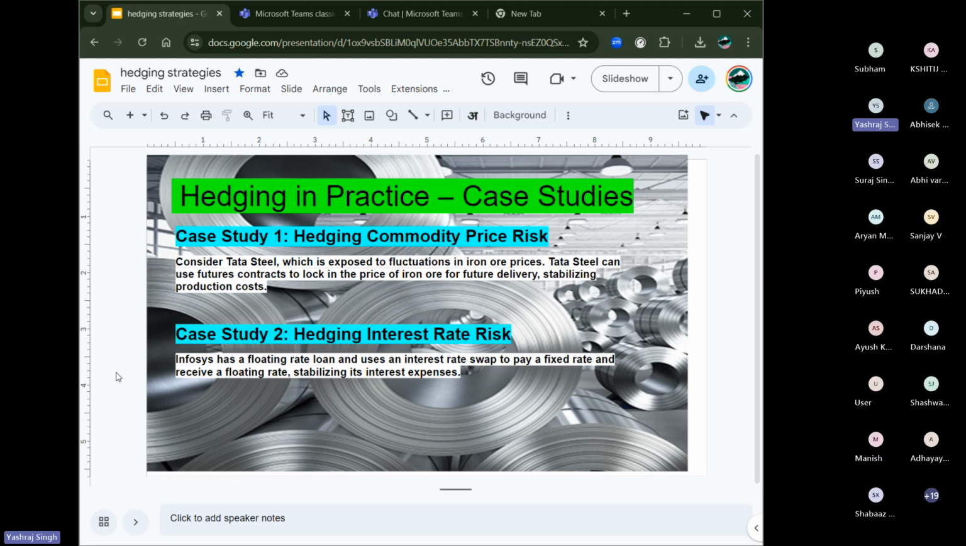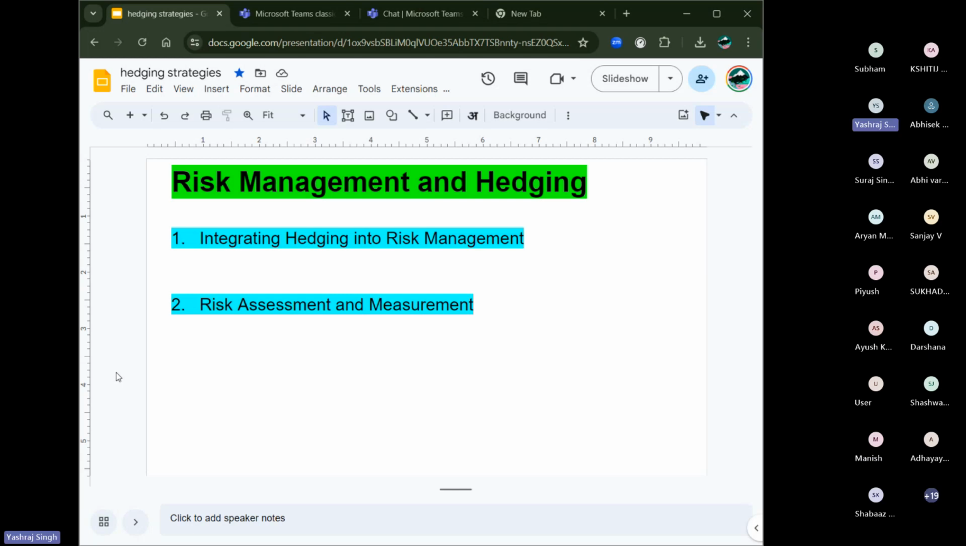Shall we move ahead? Yes, sure. So now, risk management and hedging.